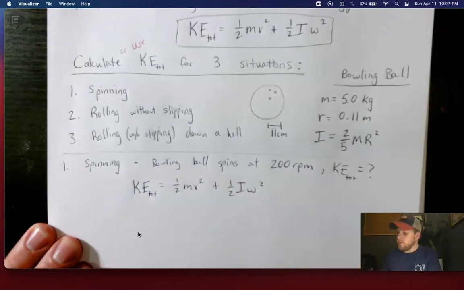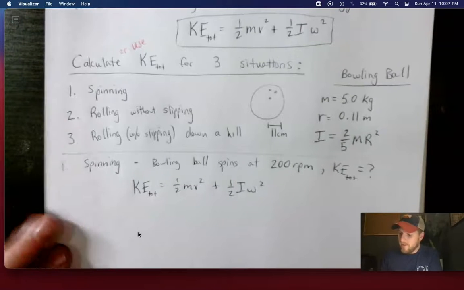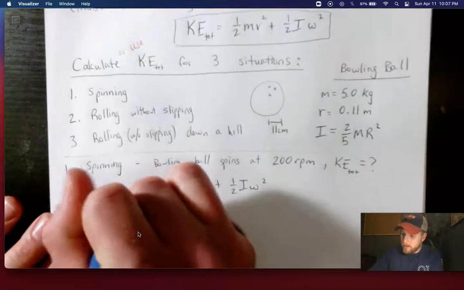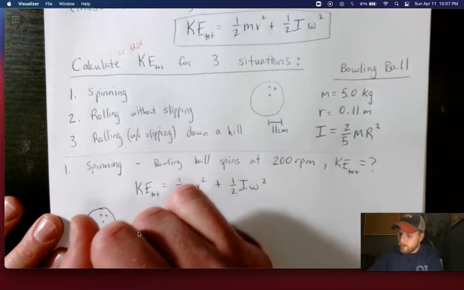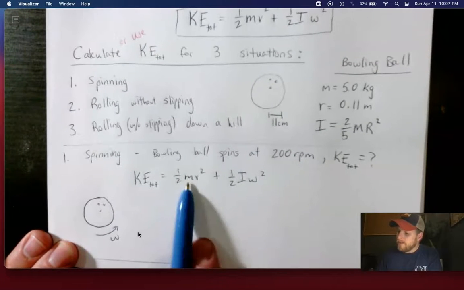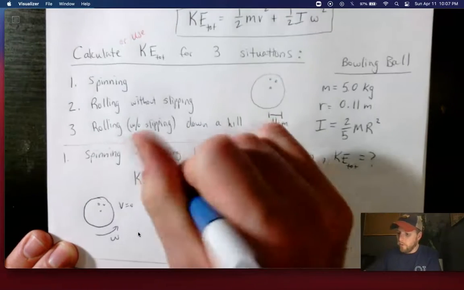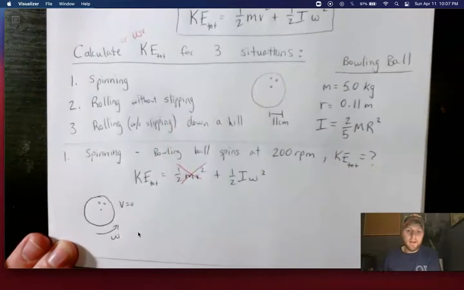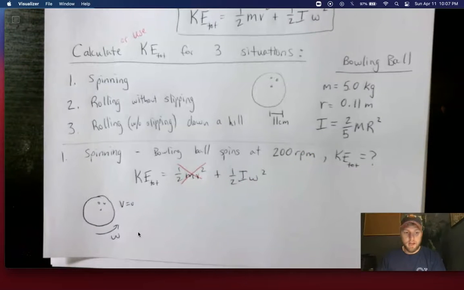Okay, so this one's not bad since the bowling ball is simply spinning at 200 RPM but not translating. Here's our bowling ball. So it just has a rotational speed of 200 RPM, and it's not translating anywhere. So its v is 0. That means that this whole term goes away, and we're just going to calculate its kinetic energy from rotation.